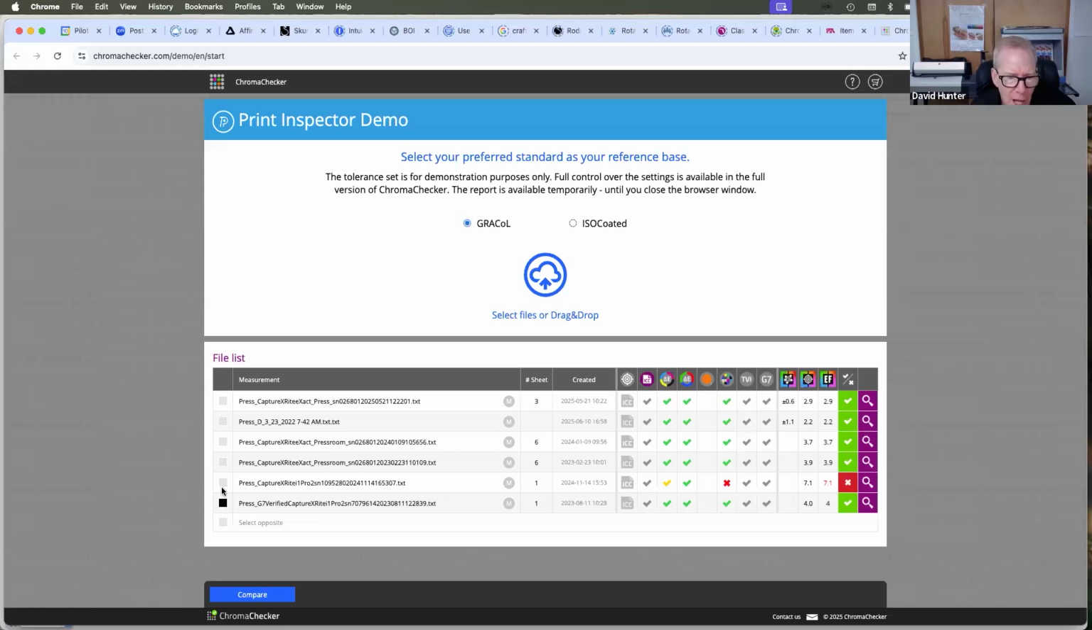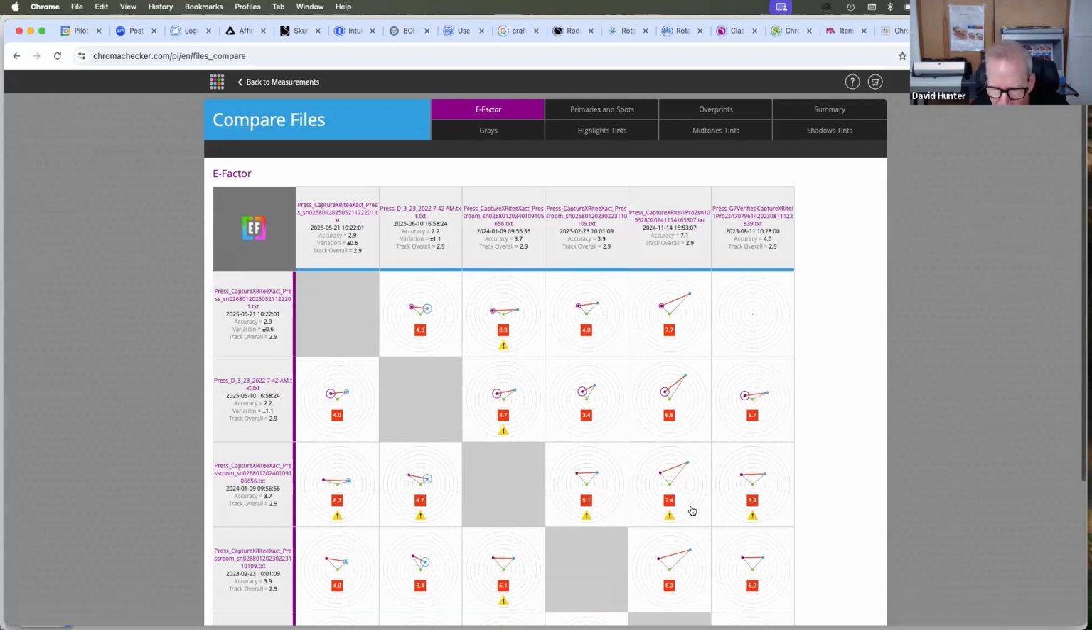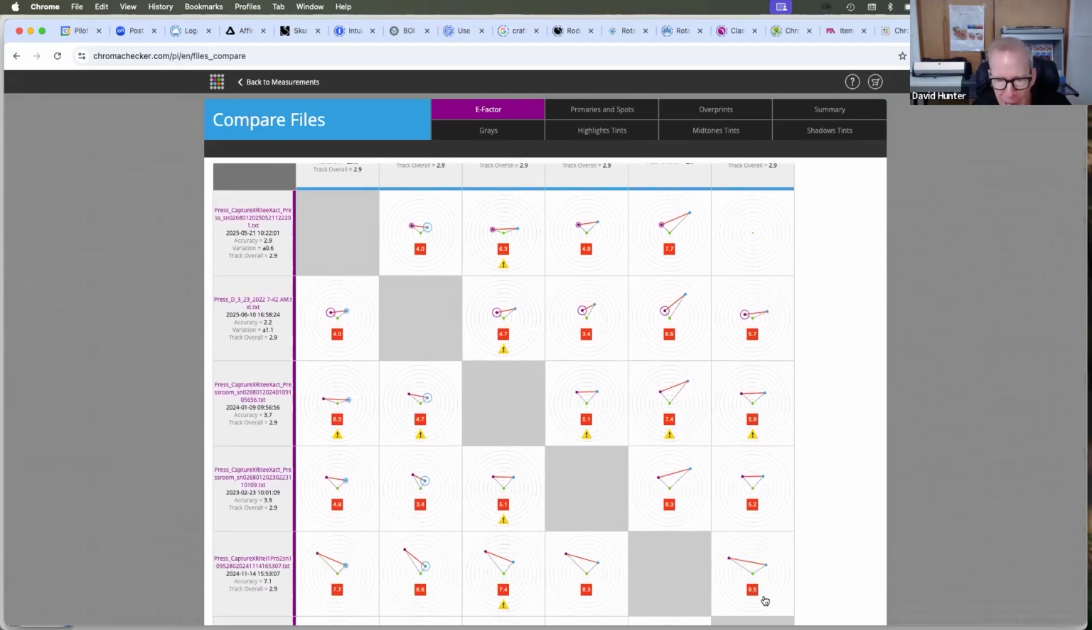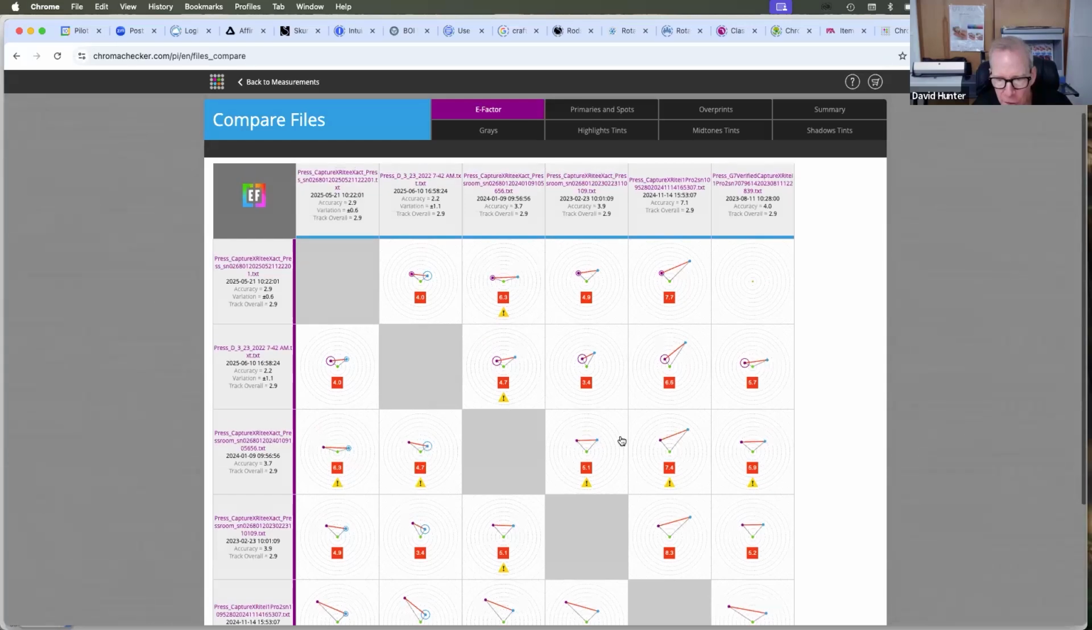But now let's do this. Let's compare these to one another. And now when I say compare, it shows me the E factor differences between the presses. So here's a 4, 6, 5, 7, 7, 3.4, 4.7, 5.7, 5.9, 7.4, 8.3. You see what I'm saying? 9.5. These are all G7 presses. Are they aligned? No, they are not. You need E factor to align them.